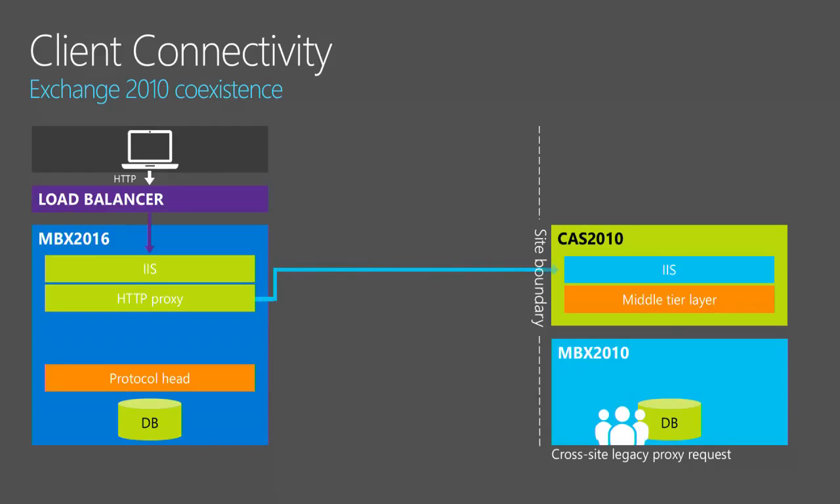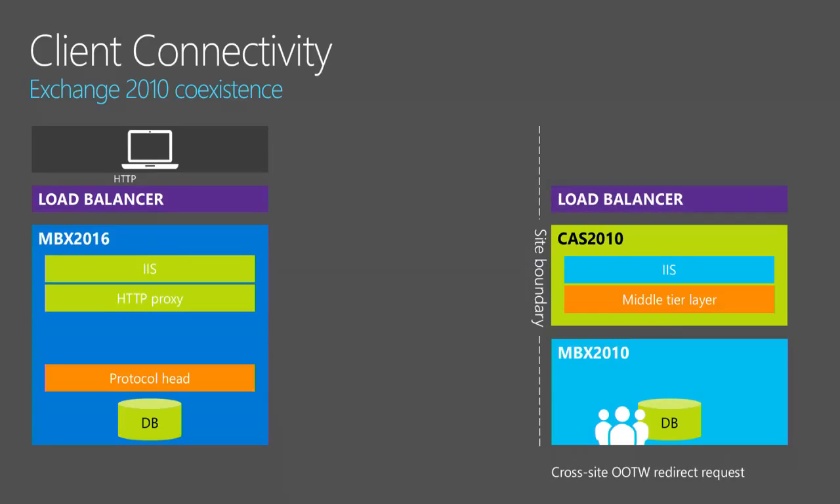In this case, it's a non-internet facing site. There's no external URL, there's no load balancer, so we're doing a cross-site proxy request, not a cross-site redirect. And again, the same thing. 2016 is simply going to find where that mailbox database is located, found it over here, and it's going to proxy that request over to that server.